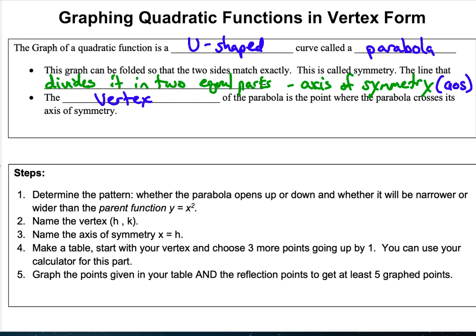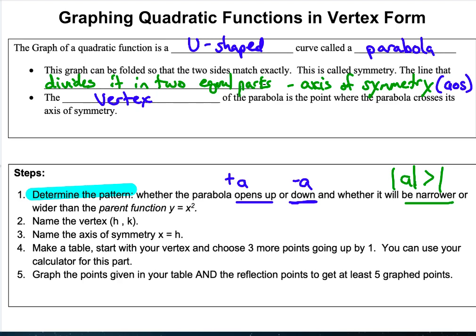So the first thing you're going to do for each of these is determine the pattern. If your parabola opens up, that means your A was a positive number. If your parabola opens down, that means your A term, that first number out in front of the parentheses, is going to be a negative number, telling us that it's headed down. If it is narrower, A is greater than 1. Okay? So think of it as it's larger than 1 or larger than negative 1 in magnitude.